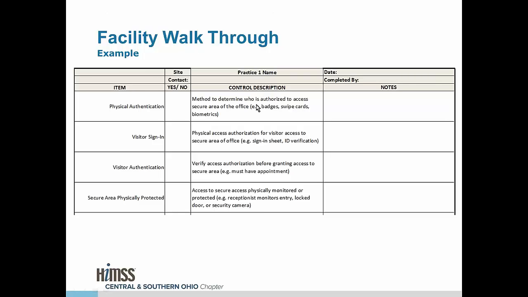In here we're going to look through and find out. You have visitor sign-in. It's amazing how many practices do not have visitor sign-in, or if they do, it's simply a date and name. And for quite a while, when I'd go in, I would sign in as Mickey Mouse, and I was only questioned about that one time.